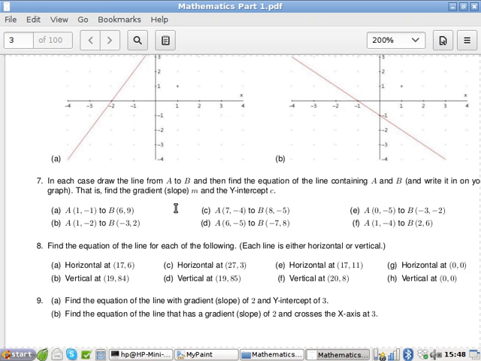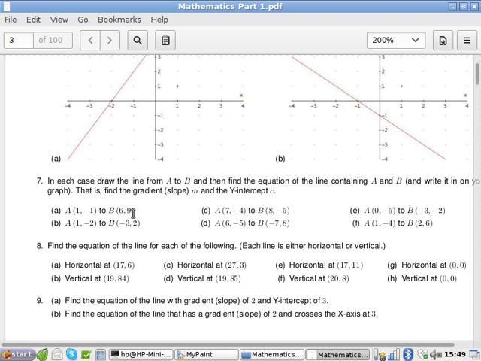MX plus C, yeah. M is 2. Did you get M is 2? Let's see. 9, 10 over 5. Yep, 2.